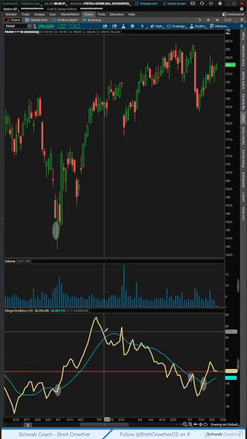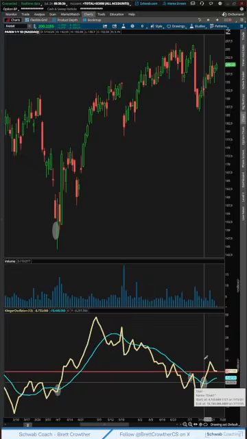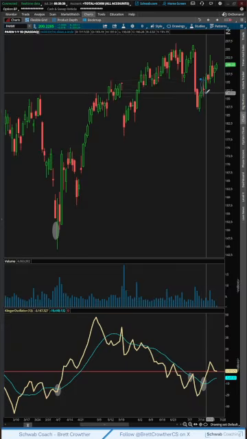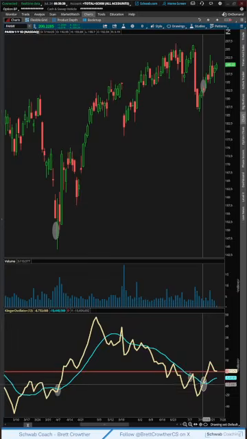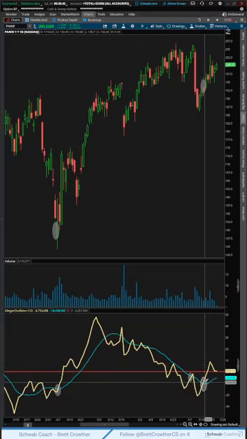But I'm just trying to identify one way this could be used, looking at just when it's below the zero line and we're getting this cross from below the blue to above the blue line. And so there's a couple examples of that.